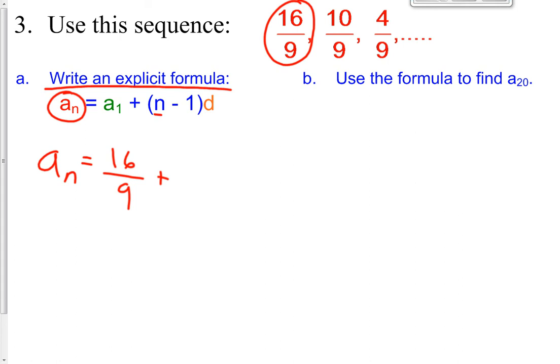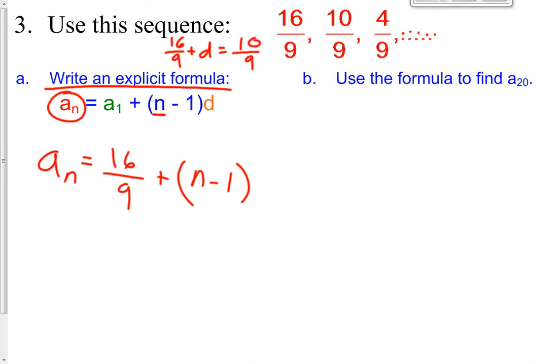Now n is the amount of terms that there are. Once again, I don't know how many terms there are because it says that it goes on for quite some time. So I'm going to leave that unknown in my formula, n minus 1 times the common difference. Now, what is my common difference? How do you go from 16/9 to 10/9 to 4/9, so on and so forth? Well, the way you find that is 16/9 adding the common difference gets you the next term. So 16/9 plus what number gives you 10/9? Well, you could simply subtract 16/9 from both sides, and there you have your common difference. 10/9 minus 16/9 is a negative 6/9.